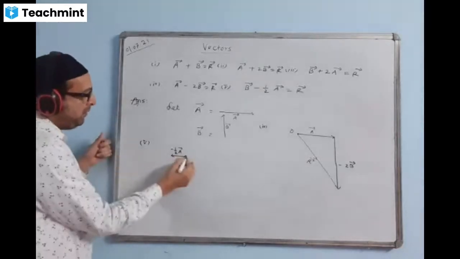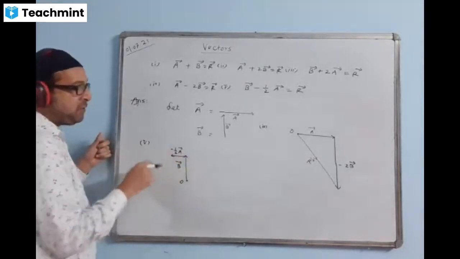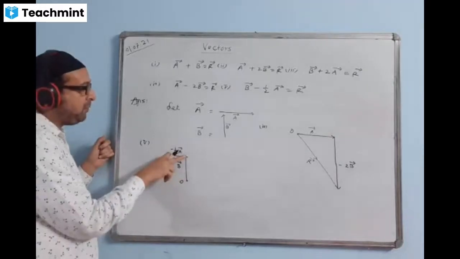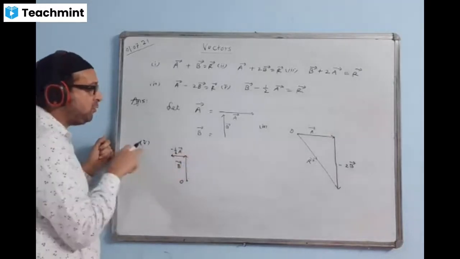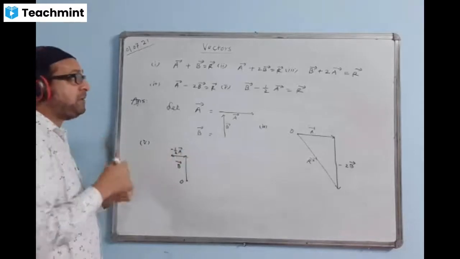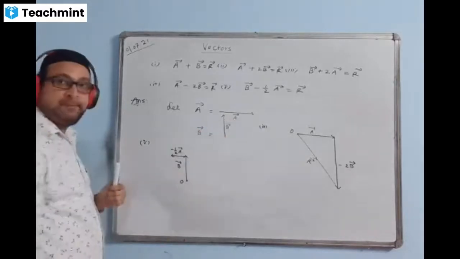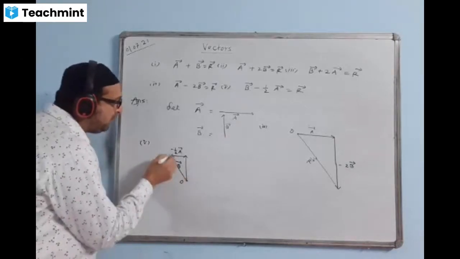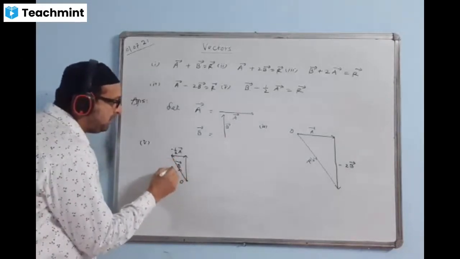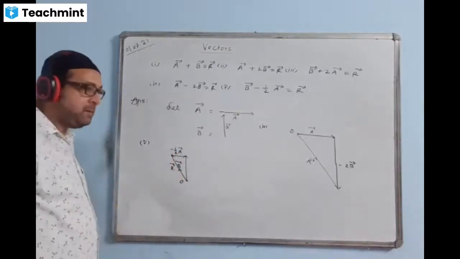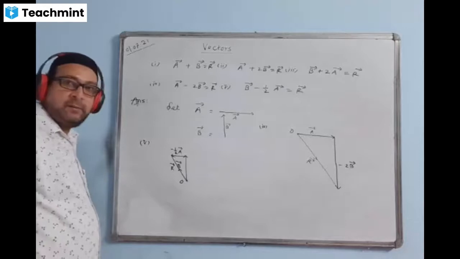Minus half A will come this side, opposite direction. From here only we'll do. From the tip and tail we are joining, from here only. Origin, don't join from origin. From here only, either it should go like this or it should go like this. But minus half is there, so minus side will come in the opposite direction to the original direction of A. Now, resultant R will come here like this. This is R. This is the value of R.